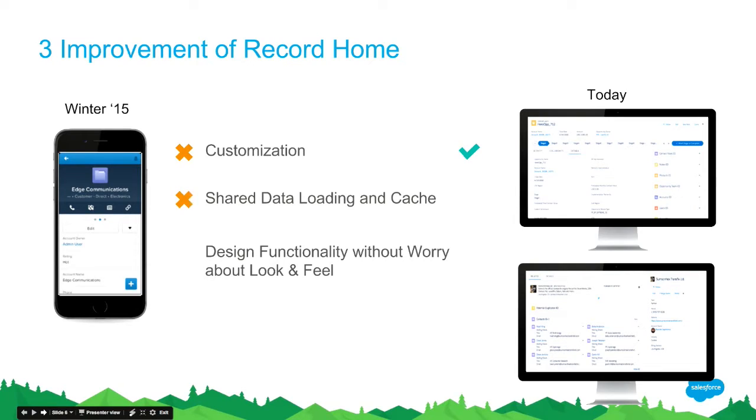In the Winter 15 release, there's no shared data loading and caching mechanism for Record Home. What does that mean? That means even though highlights and detail are rendering the same data, they each need to go out to the server to load the data. However, today, we have a shared data loading and caching mechanism. So no matter how many components on the Record Home need to access the opportunity record or account record, they all delegate to this new shared data loading and caching to load the record for them.